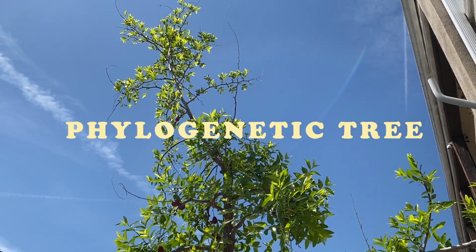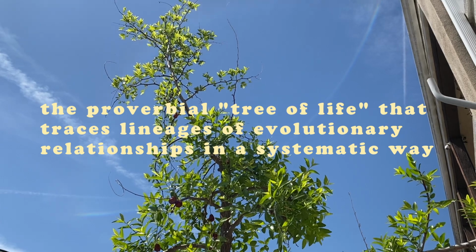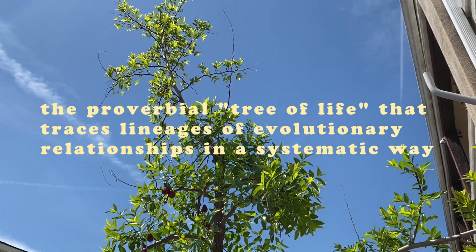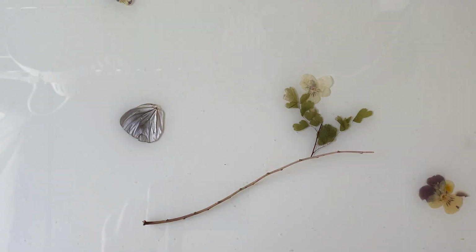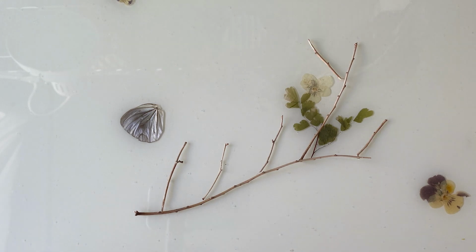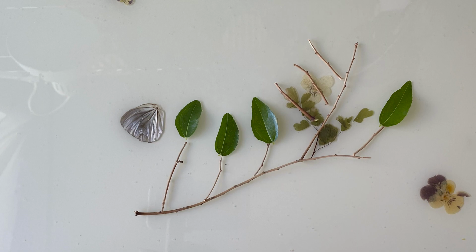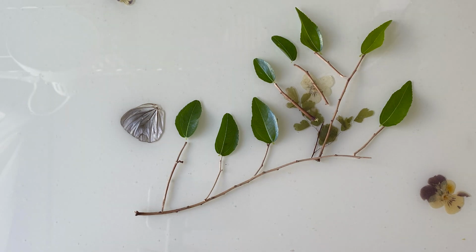Phylogenetic tree. A phylogenetic tree is the proverbial tree of life that traces lineages of evolutionary relationships in a systematic way. As domains split into kingdoms, kingdoms into phyla, phyla into classes, and all the way down to distinct species, the branches on the phylogenetic tree also differentiate into smaller twigs accordingly.